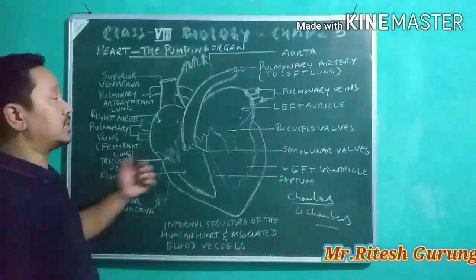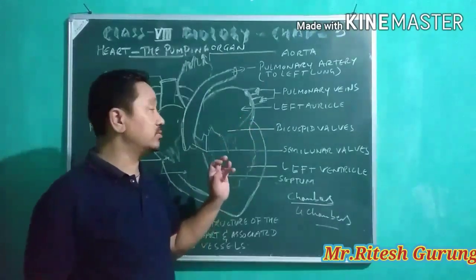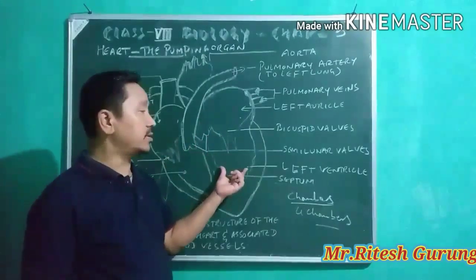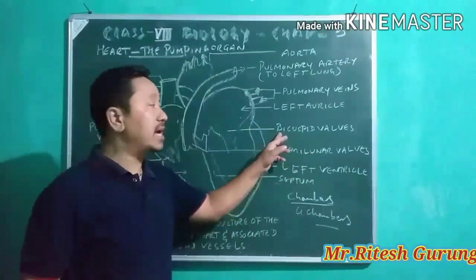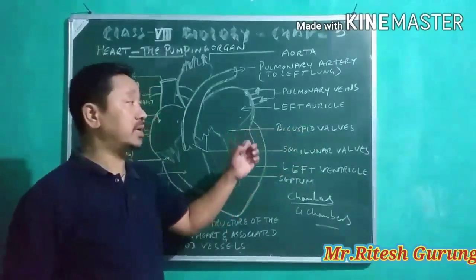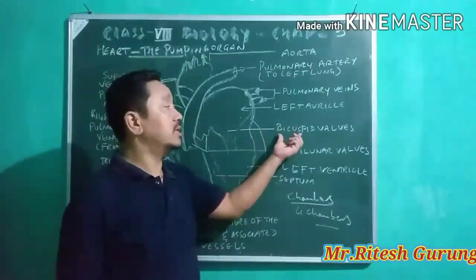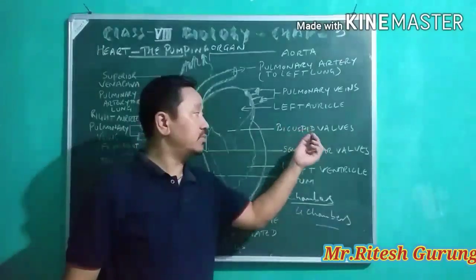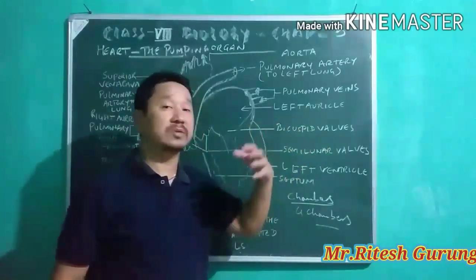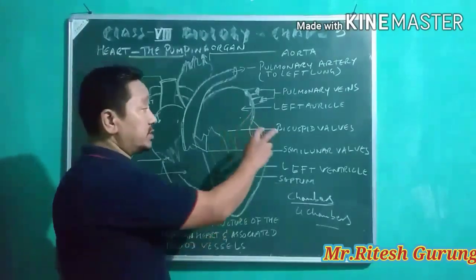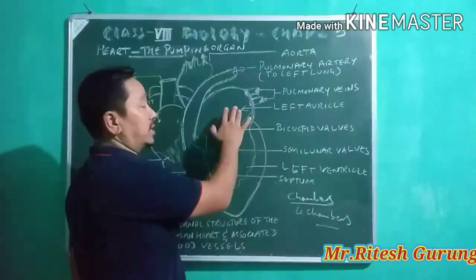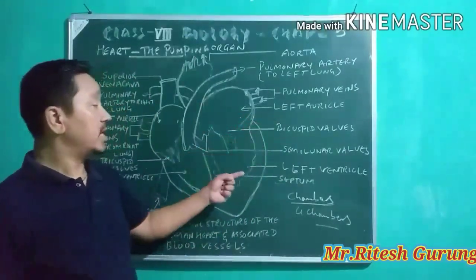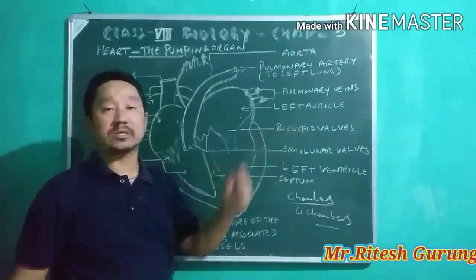Similarly, on the left side, the upper region and the lower region, that is the left auricle and the left ventricle, are separated by means of the bicuspid valves. Bicuspid valves have two cups. So they separate the upper chamber and the lower chamber on the left side of the heart.